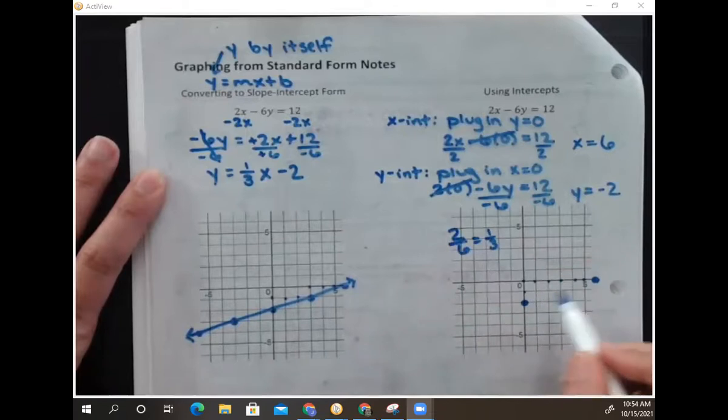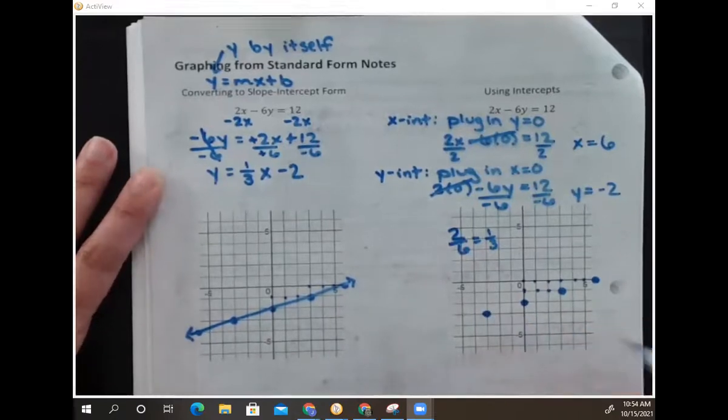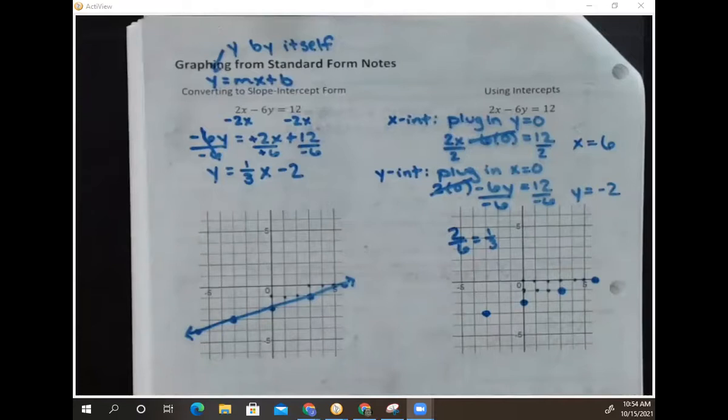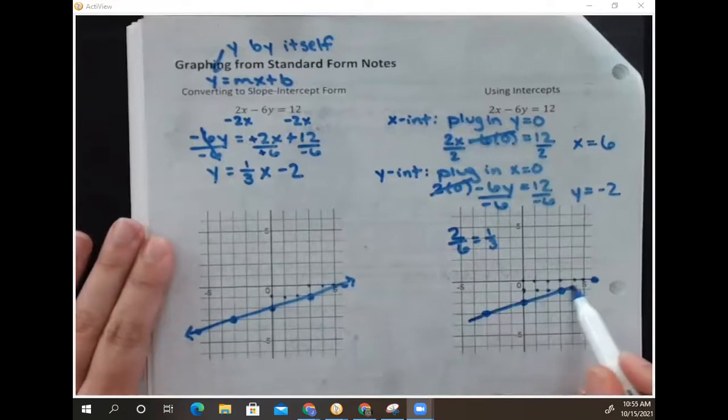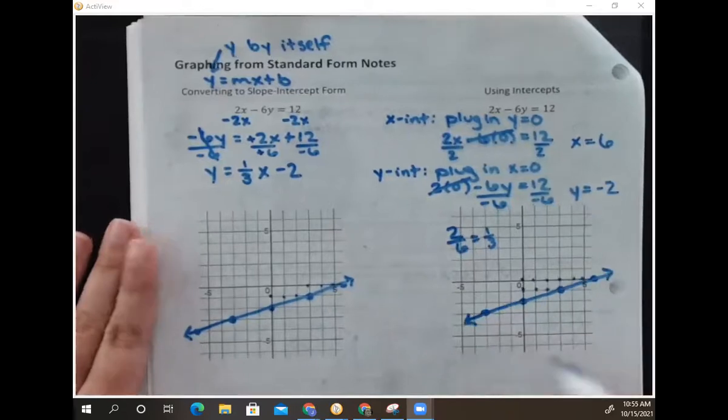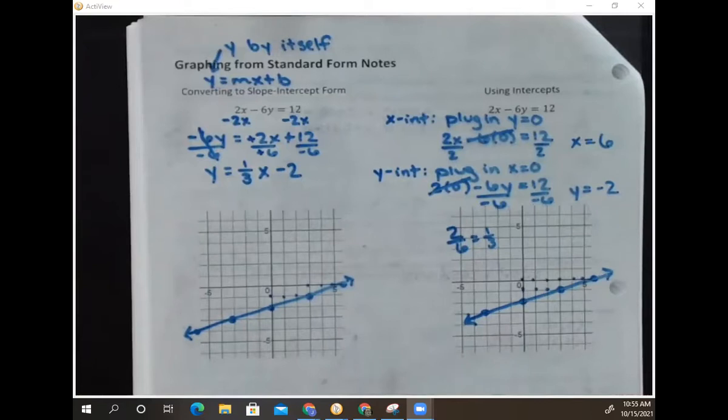It means there's actually another point in between these. So I can go up 1 and over 1, 2, 3. Or if you wanted to, down 1, back 1, 2, 3. Again, I still want 3 points no matter which option you take. Okay. Once you have your points, connect them, throw your arrows on the end.